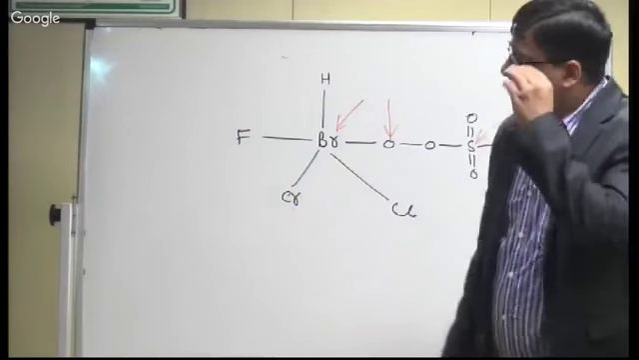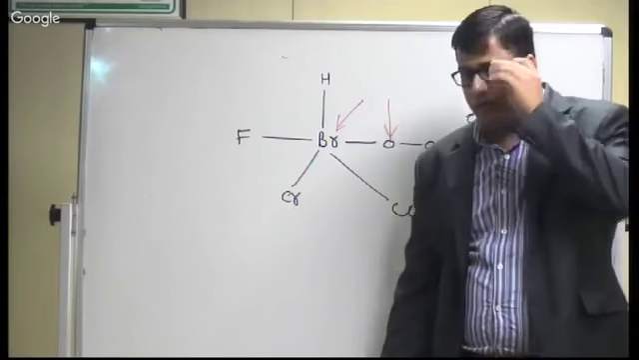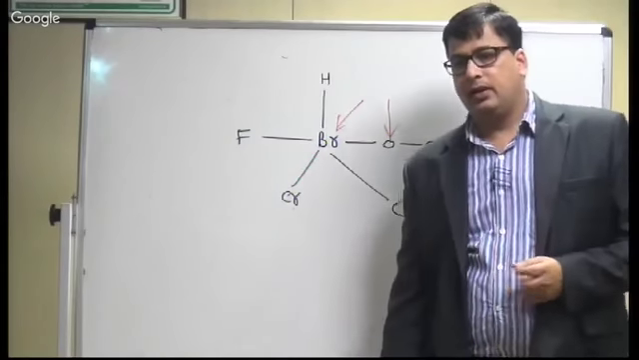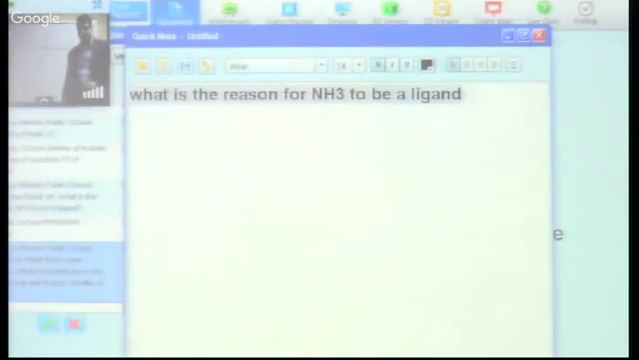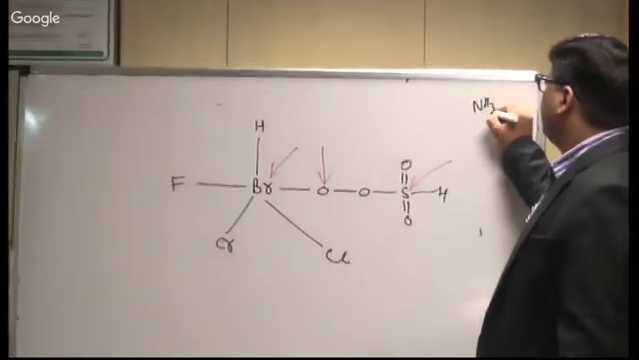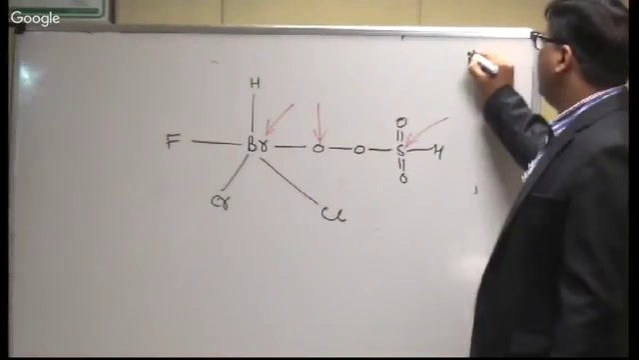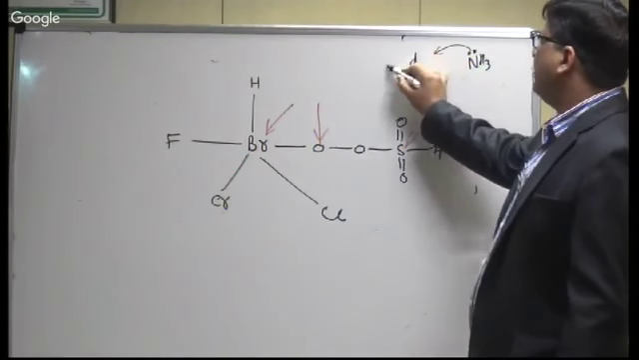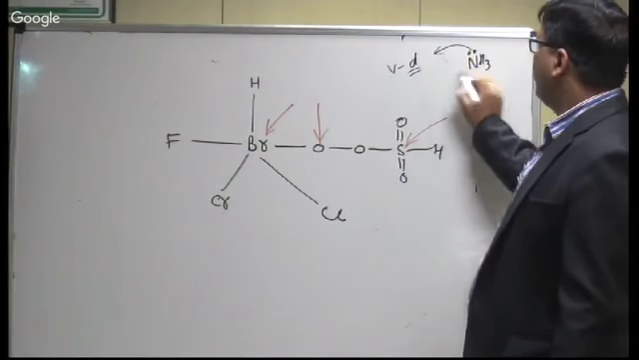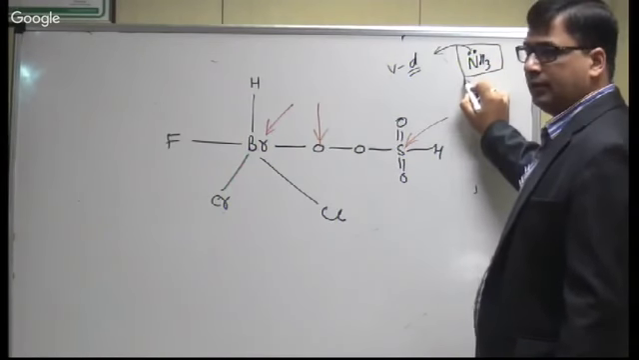What is the reason for NH3 to be a ligand? Actually, what is a ligand? How do you define a ligand? A ligand is any molecule which can donate a pair of electrons to d block elements or a vacant d orbital. Ammonia consists of a lone pair of electrons, so it can donate electrons to the vacant d orbital, right? So therefore ammonia acts as a ligand.